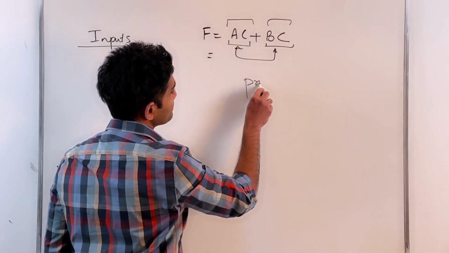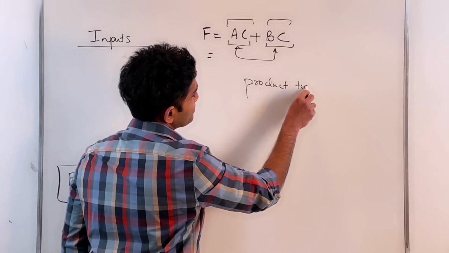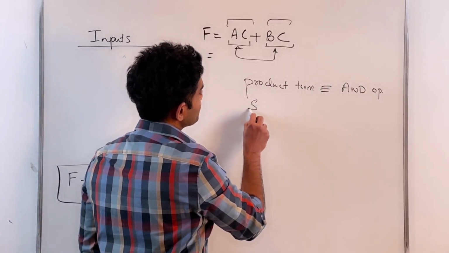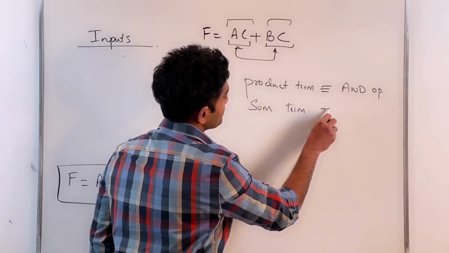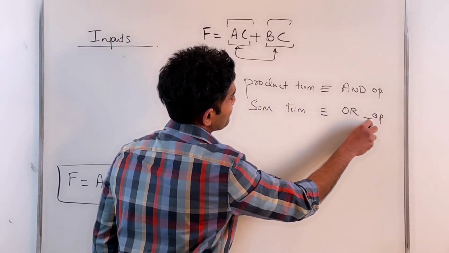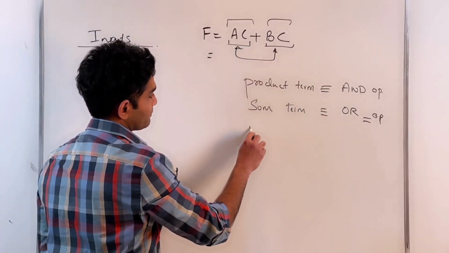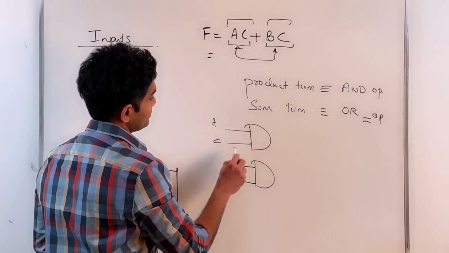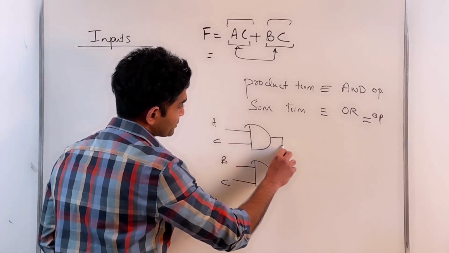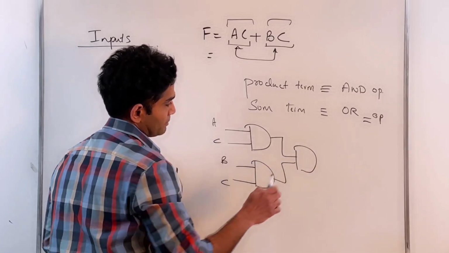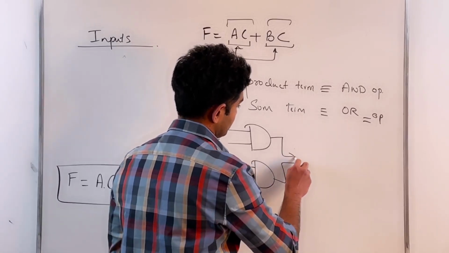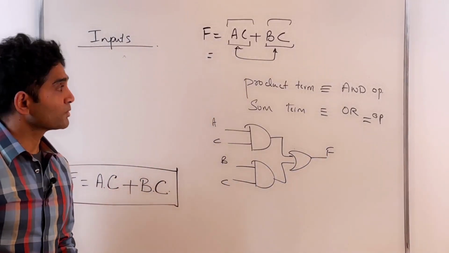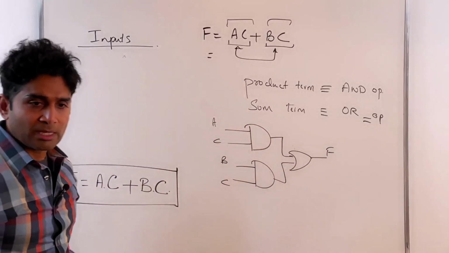Every time you have a product term, that represents an AND operation. Sum terms represent the OR operations. So I have two ANDs, A, C and B, C, and the output of these two are going into an OR gate. And that's your F. So the statement and the circuit are equivalent.